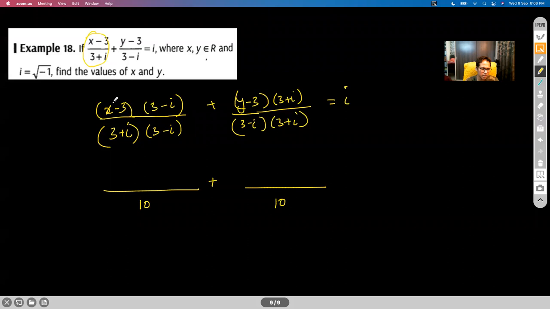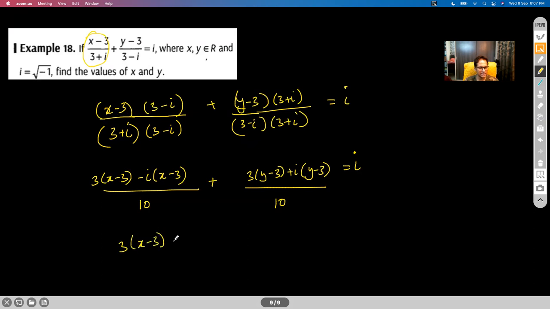So what you have on the numerator, I will just write down in real terms. So 3x plus 3, this will be 3x minus 3 and minus ix minus 3. And this will be 3y minus 3 plus iy minus 3. This is equal to i. In short, basically, you end up getting something like this.